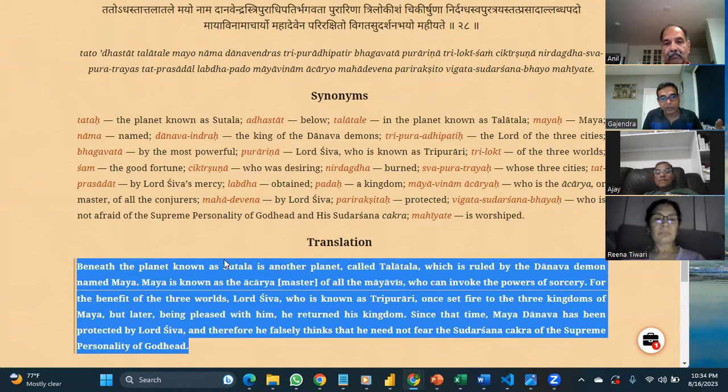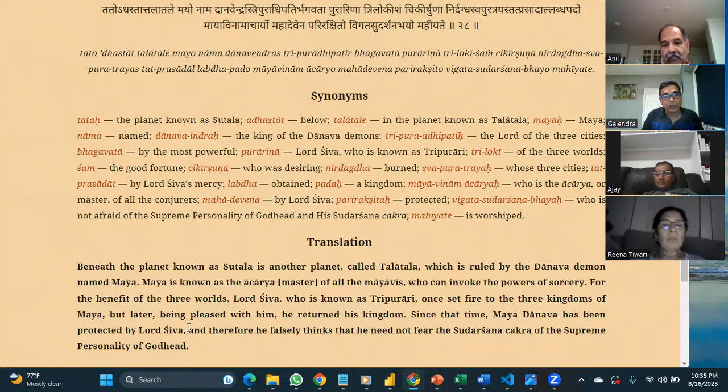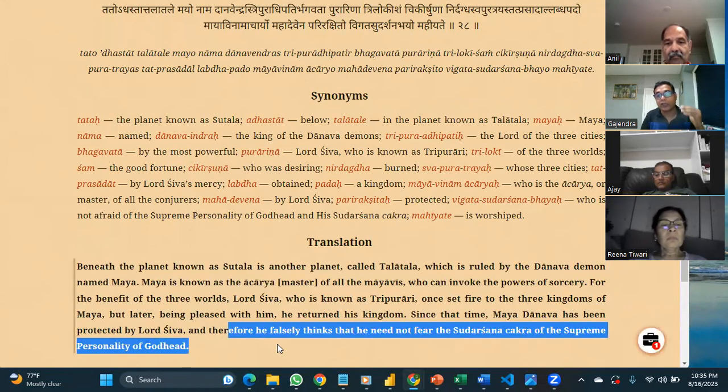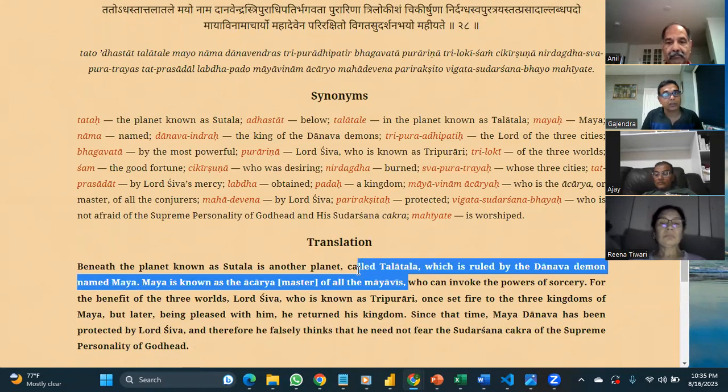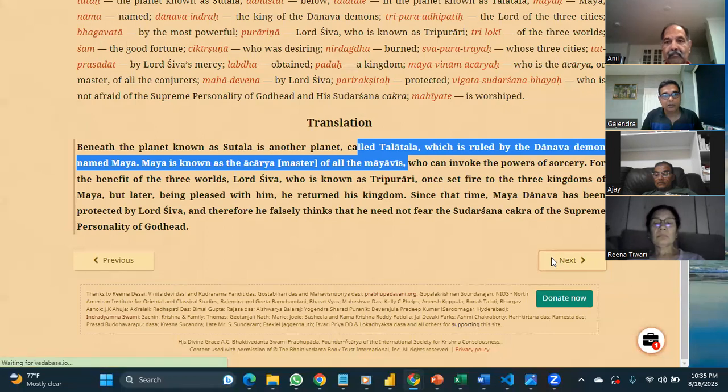So we read about Atal, Vital and Sutal, and now we are reading about Talatal. Below Sutal is the planet Talatal, which is ruled by a demon named Maya. Lord Shiva, Tripurari, had taken away all the three worlds from him, but then he gave it back, and he also protects him. So what is being mentioned is that he falsely has the ego that nothing can happen to him. And that's in planet Talatal.